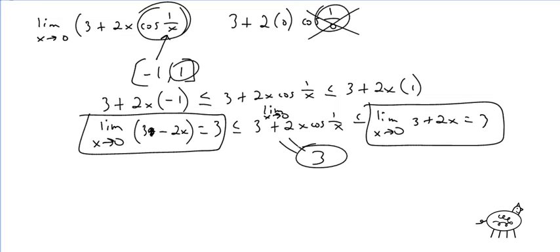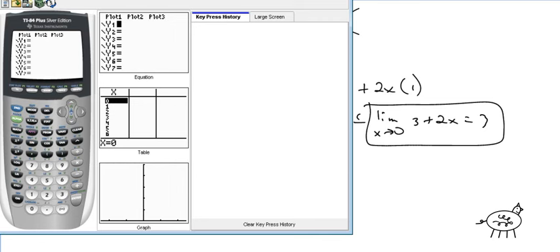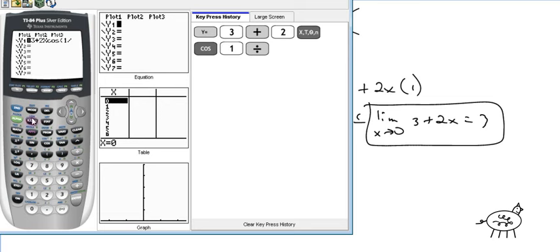Okay? That's kind of how the squeeze theorem or the sandwich theorem works. Let's take a look at our graphing calculator really quickly and just graph it. So if I do y equals, and let's just stick our original equation in. It's going to be 3 plus 2x cosine of 1 divided by x.